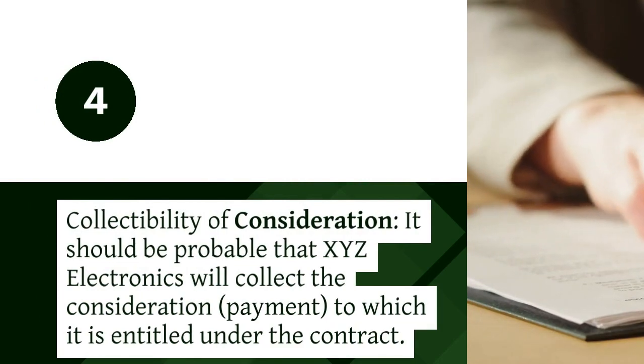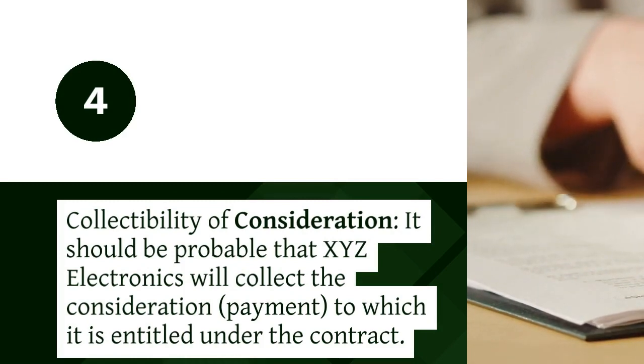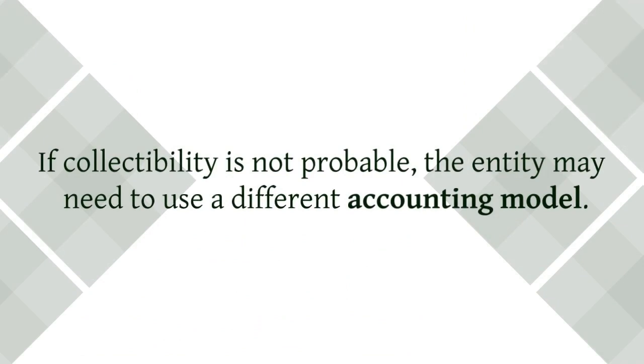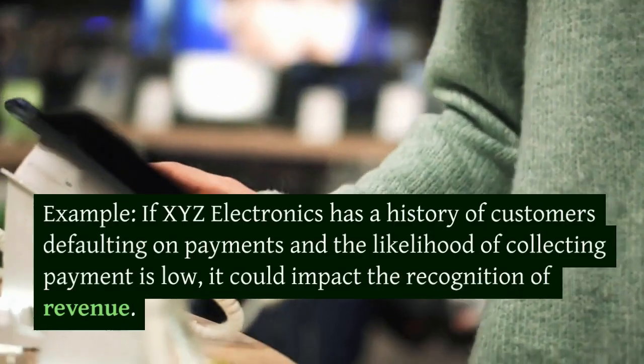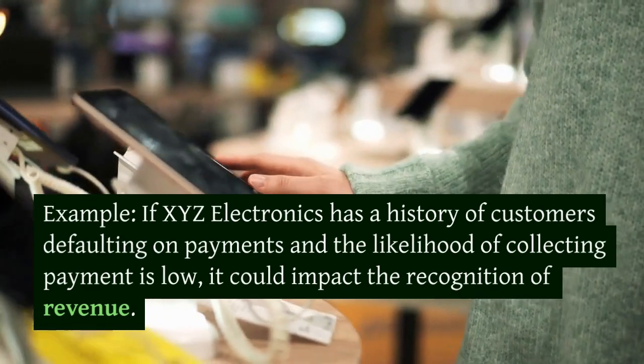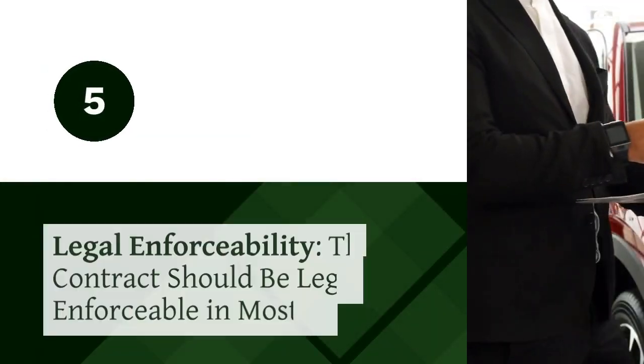4. Collectibility of consideration. It should be probable that XYZ Electronics will collect the consideration, payment, to which it is entitled under the contract. If collectibility is not probable, the entity may need to use a different accounting model. If XYZ Electronics has a history of customers defaulting on payments and the likelihood of collecting payment is low, it could impact the recognition of revenue.